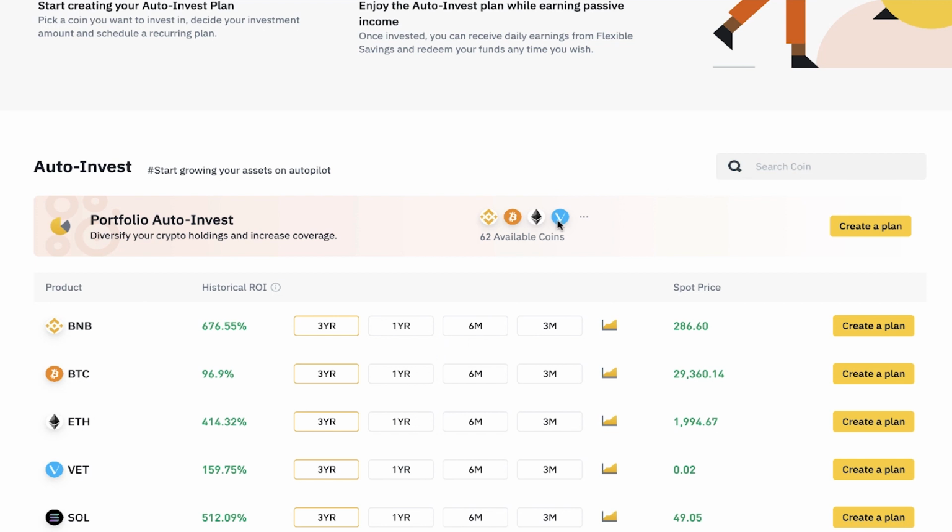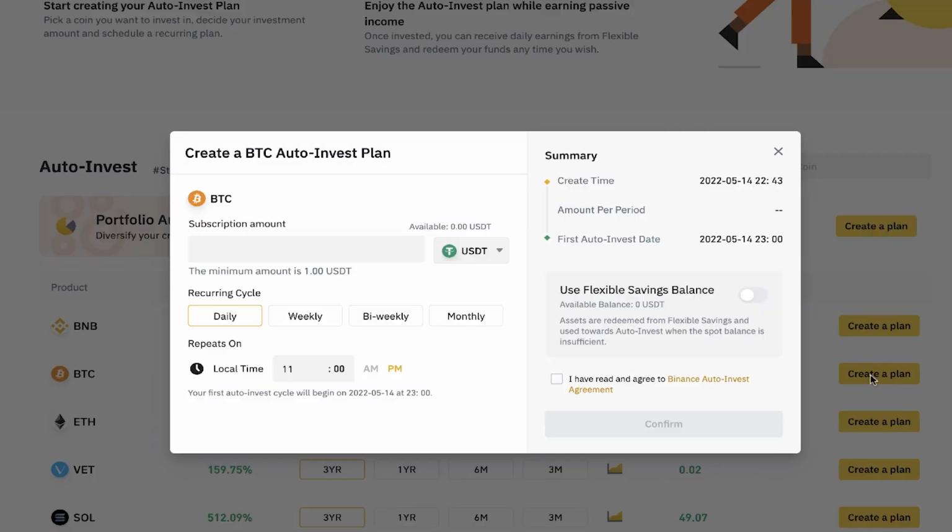Consider we want to create a plan for BTC, Bitcoin. So here we click on create a plan, and this is the form that we must fill to activate an auto investment on Bitcoin. For this purpose, first of all, we must have stablecoin in our spot wallet, USDT, Tether, or BUSD, Binance stablecoin. Then here we enter the subscription amount, the amount that we want to purchase on a regular basis. The minimum amount is 1 USDT. Consider we want to buy Bitcoin worth 100 USDT on a regular basis.